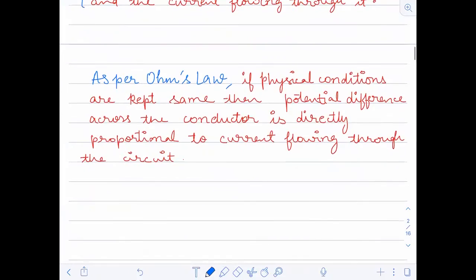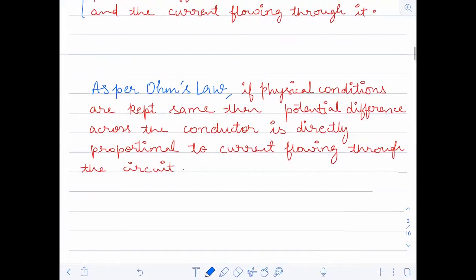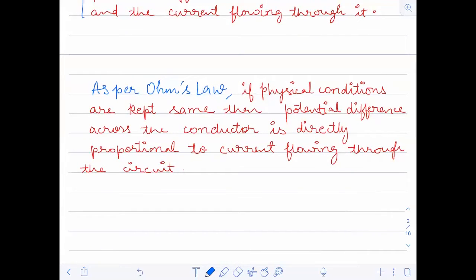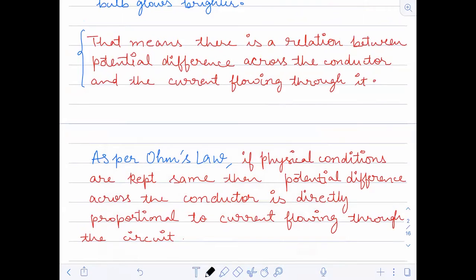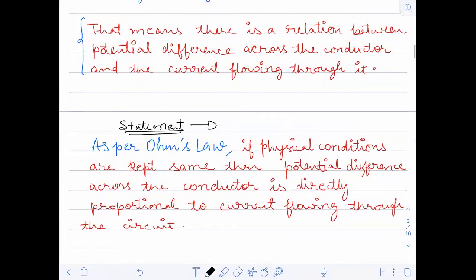All of you just focus on this statement. As per Ohm's law, we'll have a very deep discussion on this statement. This is the statement of Ohm's law. Don't write it, I will give you enough time.